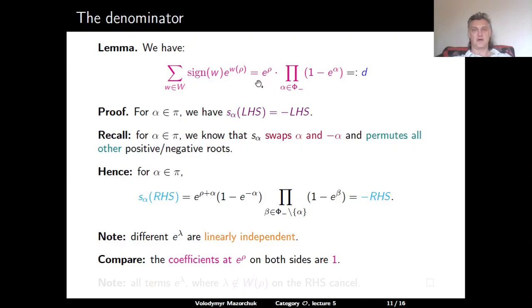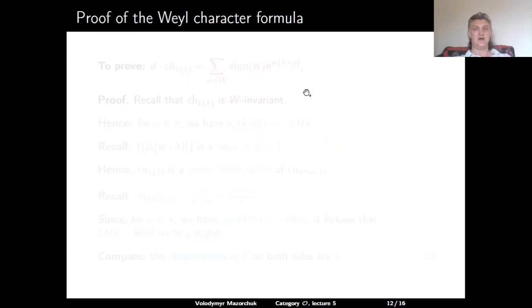So let's compare the coefficient at e to the power rho. This is obviously 1 on the right-hand side, and it is directly from the definition 1 on the left-hand side. And of course, all exponents of lambda on the right-hand side, which do not belong to the W orbit of rho, they cancel if we open all brackets and multiply them in. So it follows that the left-hand side is equal to the right-hand side. So now we are in position to prove the Weyl character formula.